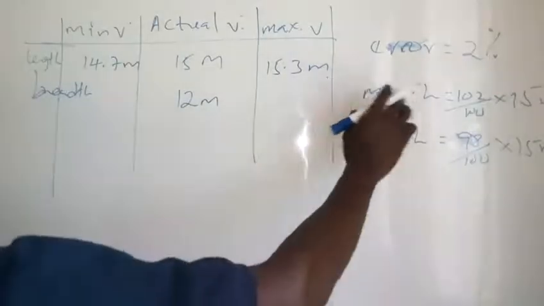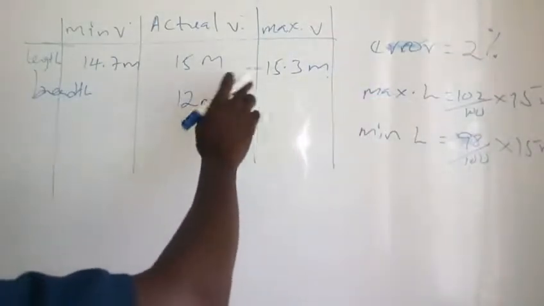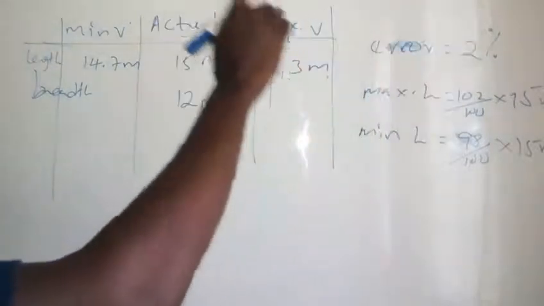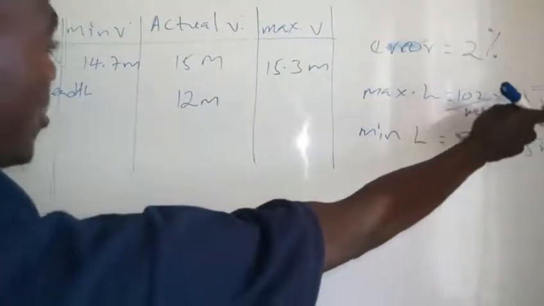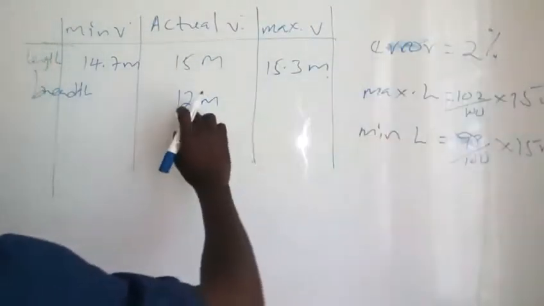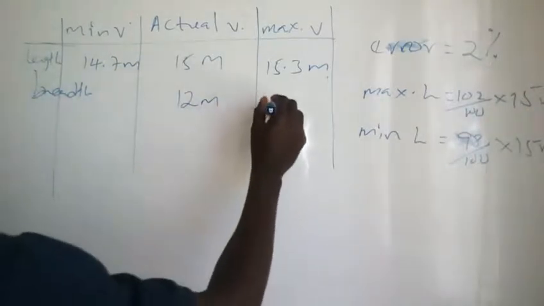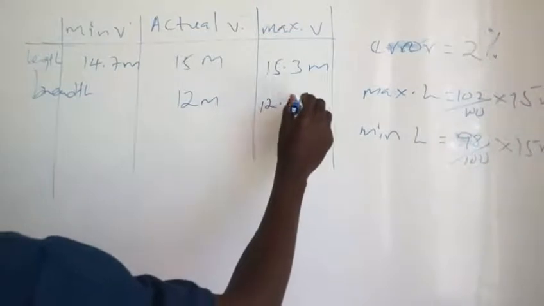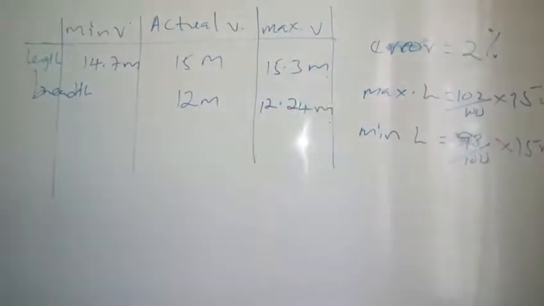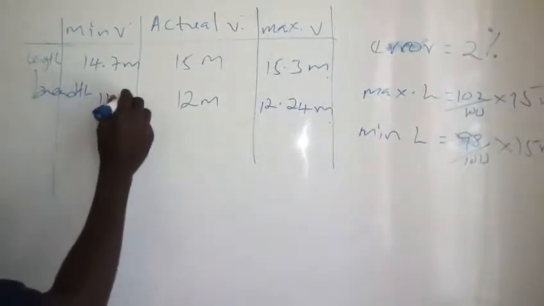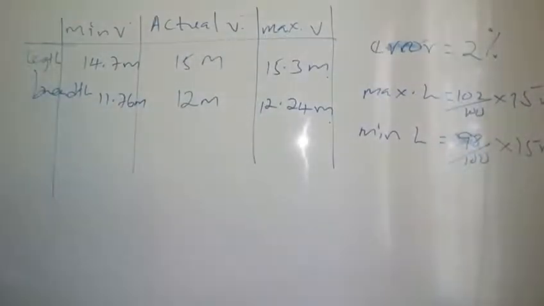The same applies for the breadth. To get the maximum breadth, you simply take 102 over 100 times now not 15 but 12, because of the breadth. If you do that, you get the maximum breadth to be 12.24 meters, and for the minimum breadth, it will be 11.76 meters.